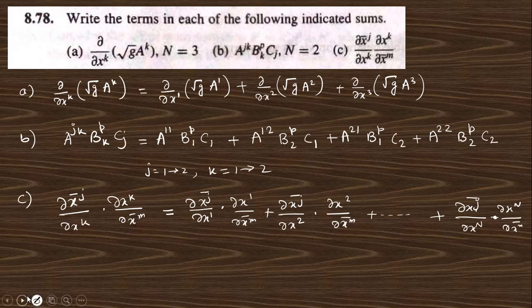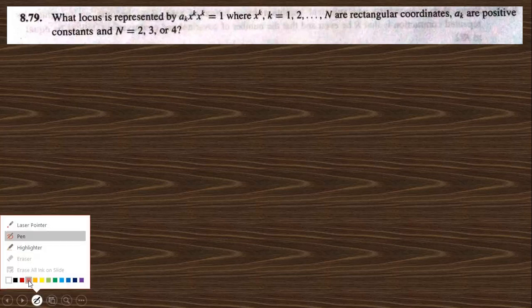Next, this says what locus is represented by this equation, where k equals 1, 2, 3, ..., n, taking n equals 2, 3 and 4. So at first, if we take n equals 2, what will be the equation?